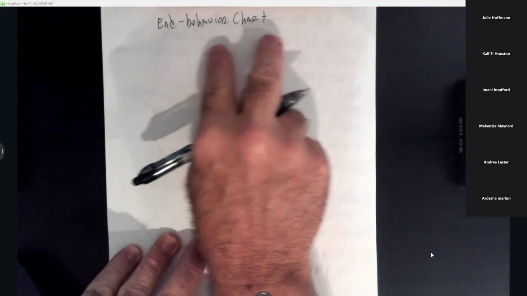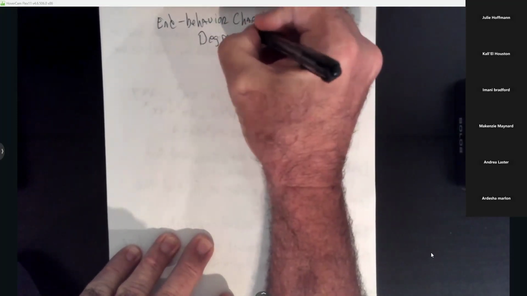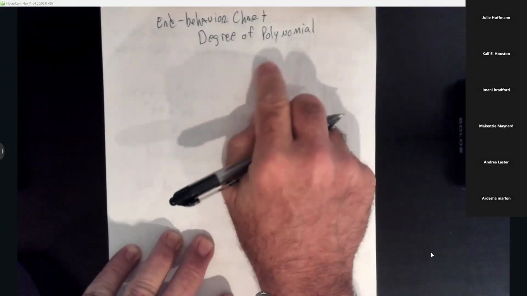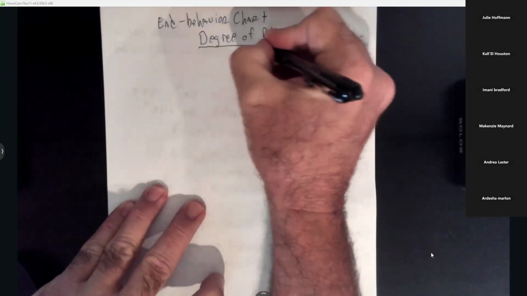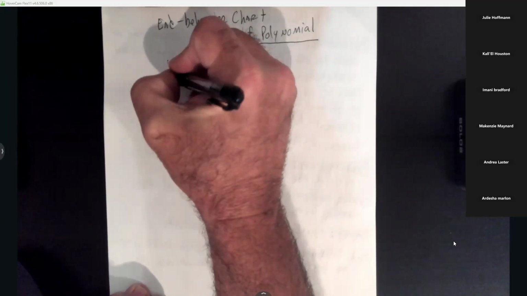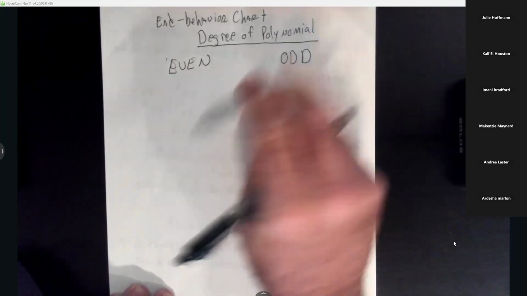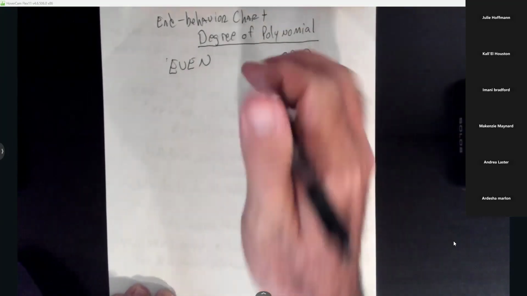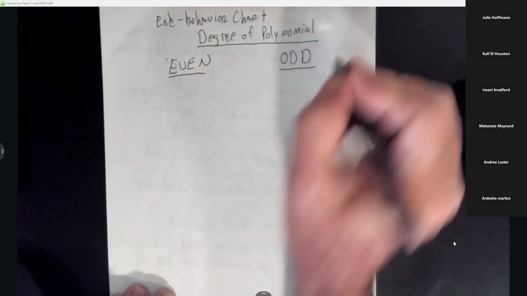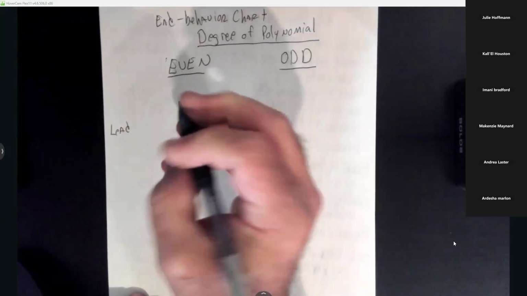Okay, so the first thing we look at are the degrees. So the degree of the polynomial. Now, on the degree of the polynomial, all I'm worried about are the even degrees and the odd degrees. So we'll make two columns. We'll have our even degree and our odd degree. So that's going to be one thing we're looking at, are the degrees. Are they even or odd? The second thing we look at is the lead coefficients.